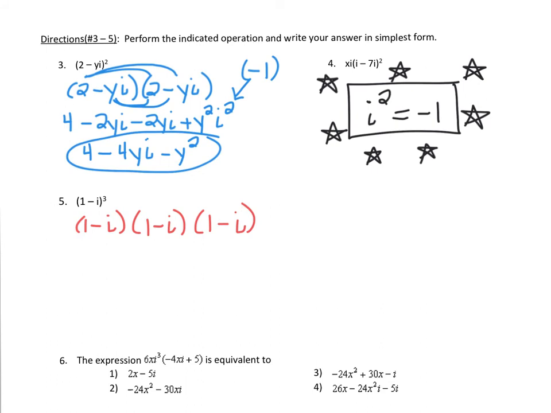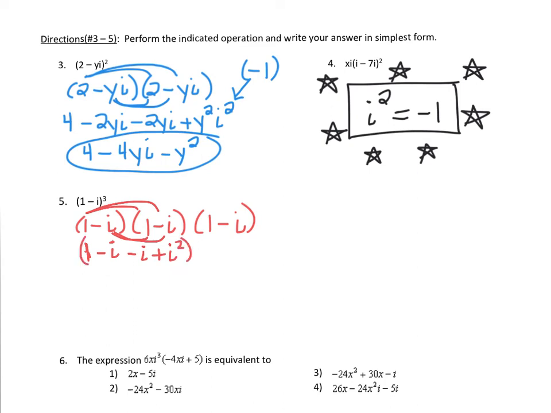All right, so we're just going to double distribute. 1 times 1 is 1. 1 times negative i is negative i. Negative i times 1 is negative i. And negative i times negative i would be positive i squared.